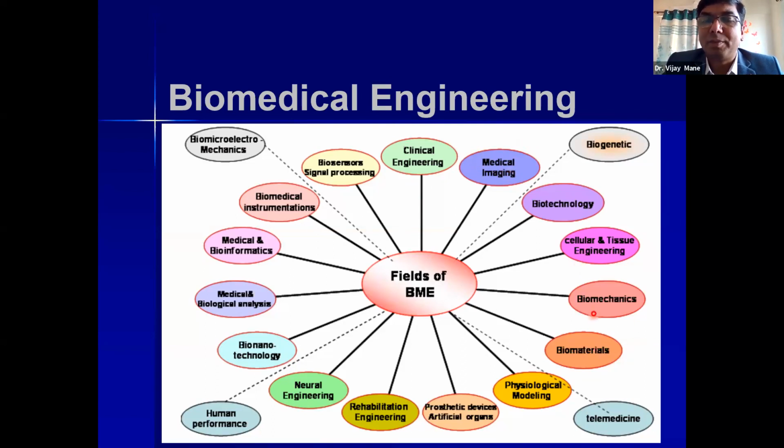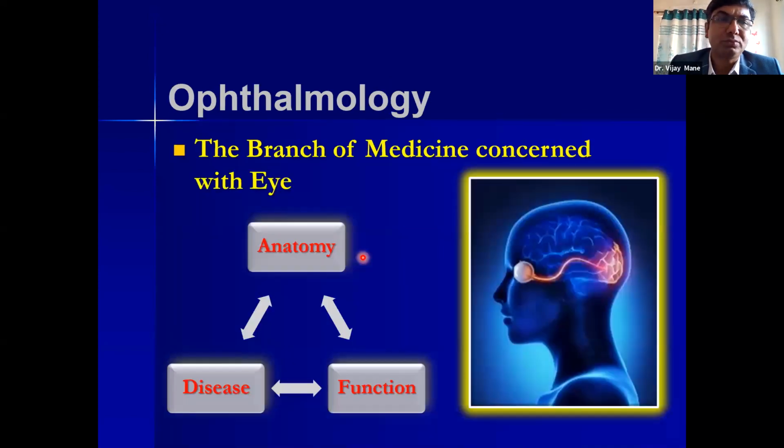Apart from this, it has biomaterials, prosthetics, rehabilitation, nanotechnology, and many other fields. But as this FDP, or my topic, is related to ophthalmology and its applications related to image processing. Right. So to start with, ophthalmology is a branch of medicine which concerns the eye: the anatomy of the eye, function of the eye, the physiology of the eye, and diseases related to the eye.